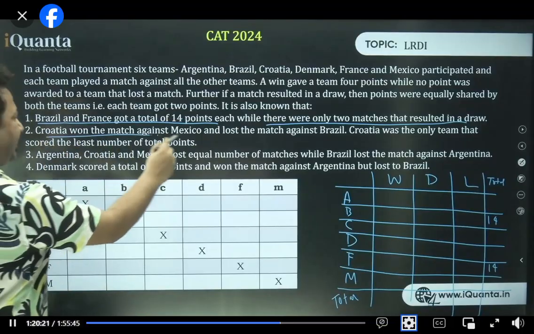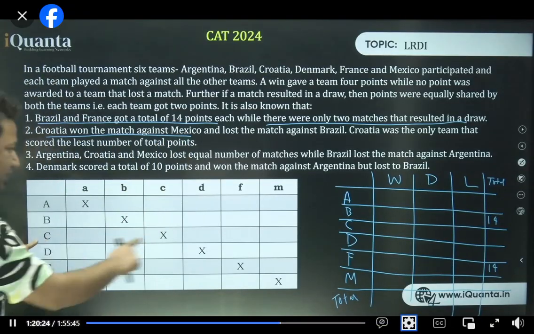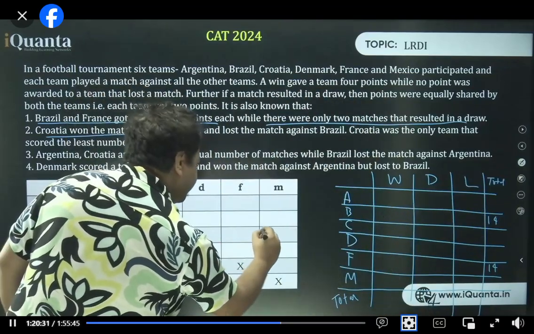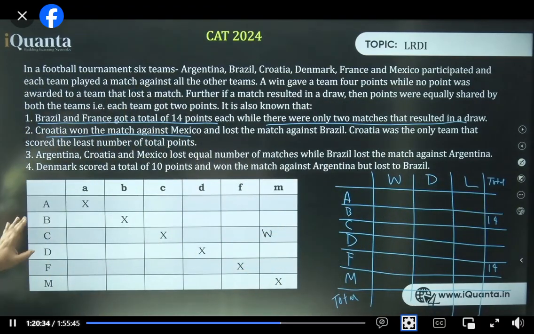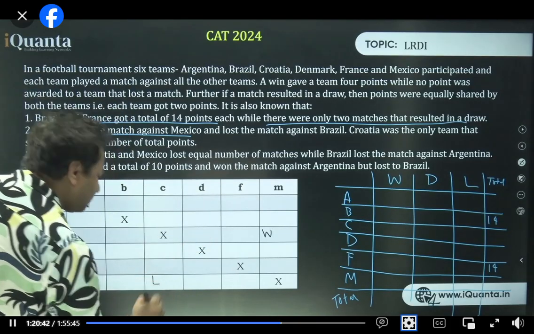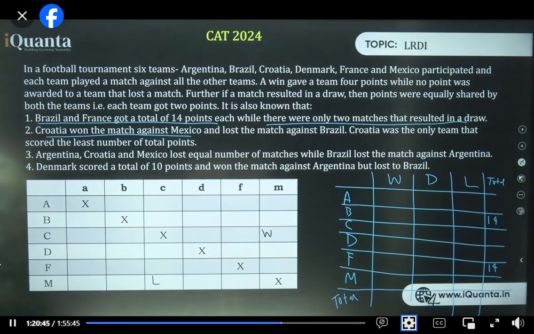Croatia won the match against Mexico. Croatia won the match against Mexico. C against M is a win. Now understand this. Croatia has won against Mexico. That means Mexico has lost against Croatia. Understood?